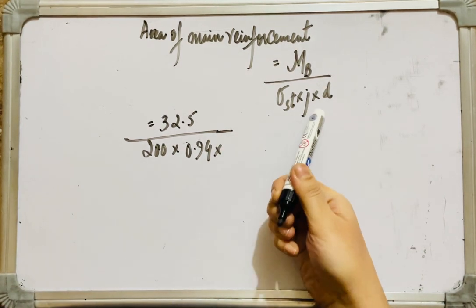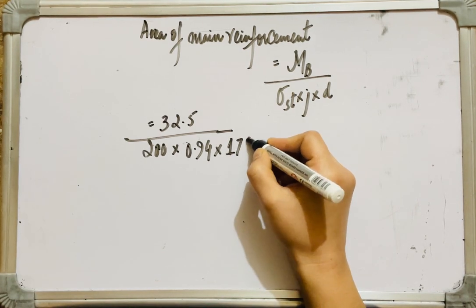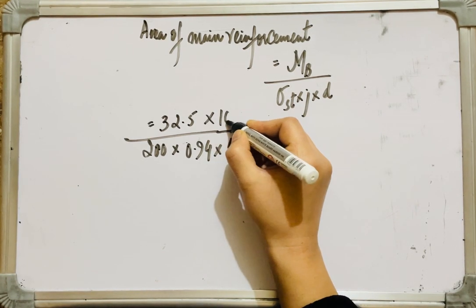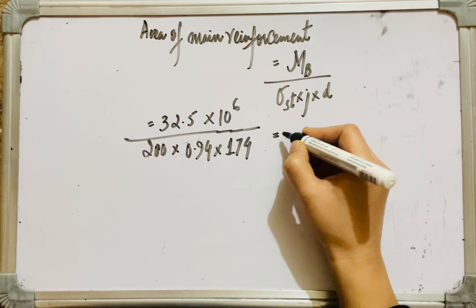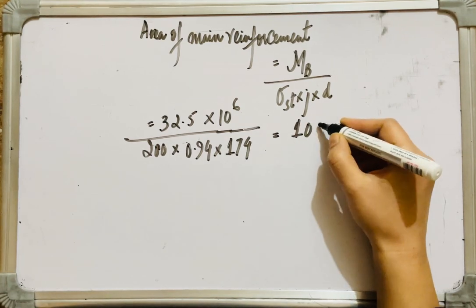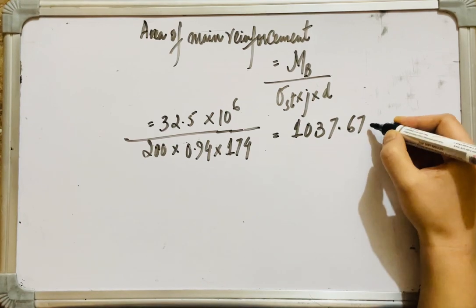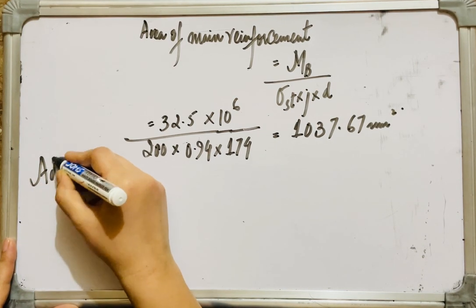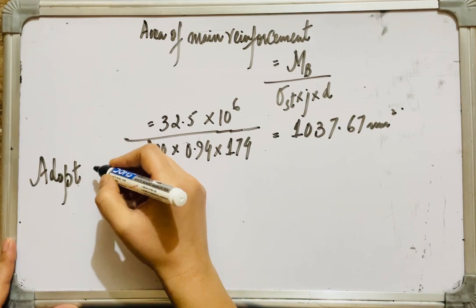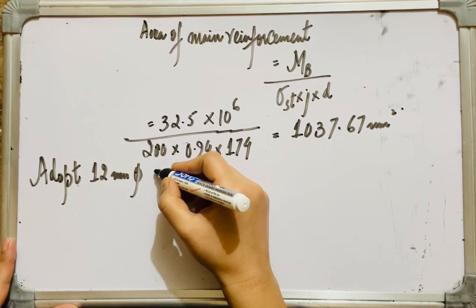Now the effective depth along the shorter span we calculated as 174. To allow for dimensional homogeneity, I have to multiply it by 10 raised to the power 6 so that the units come out the same everywhere. And by calculation, it is 1037.67 mm square. This is the area of main reinforcement required, and I will be using 12 mm dia bars as already stated. Adopt 12 mm dia bars.